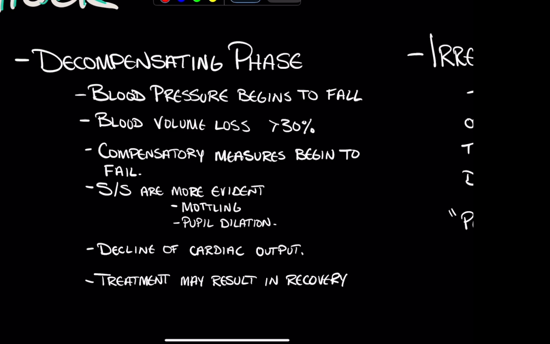Signs and symptoms on our patient will become more evident. You're going to be seeing mottling of the skin. You might have pupils starting to dilate as cerebral perfusion decreases. They'll have decreased cardiac output, and you might have things like confusion, altered level of consciousness, stuff like that, as perfusion levels are starting to diminish slightly.